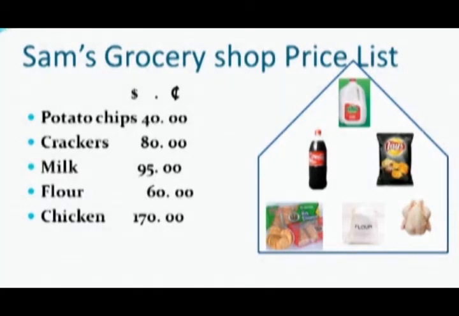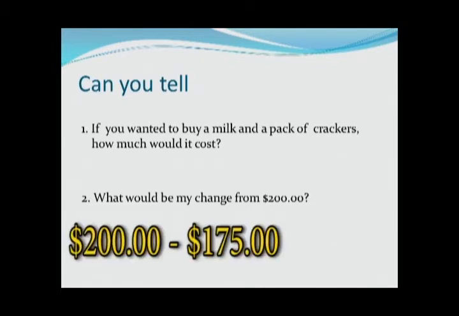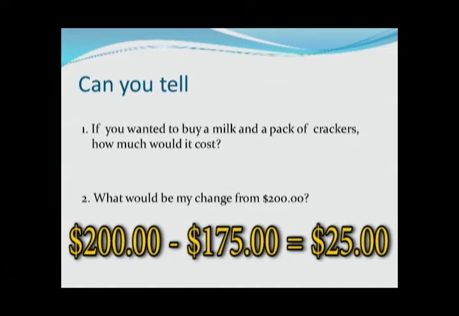The milk costs $95 and the crackers $80, so the total cost for those things would be $175. If you get that answer, then you are correct. If the milk and the crackers cost $175, what would be your change from $200? Let me give you a few seconds to work that out. Very good. If you said $25, then you are correct. Tap yourselves on the shoulder.